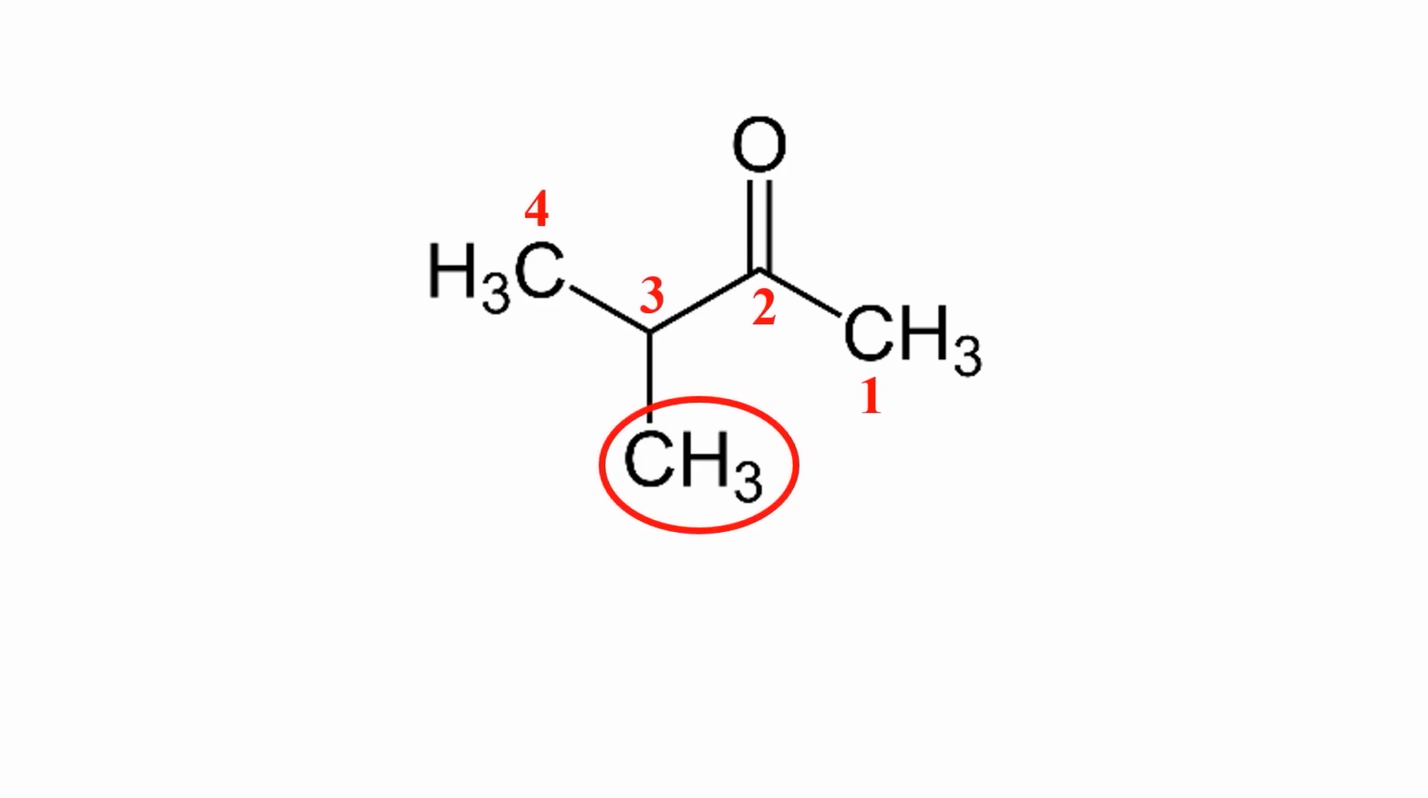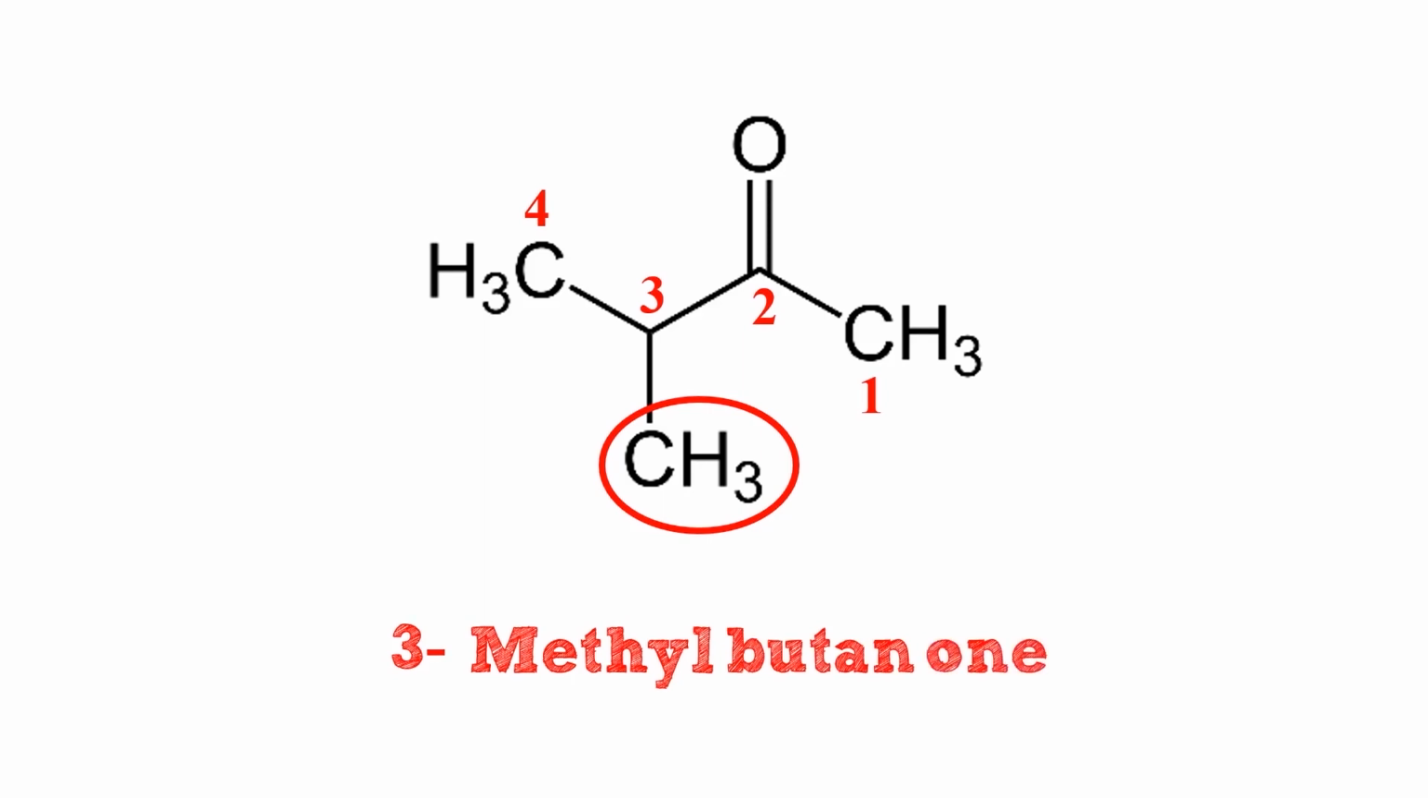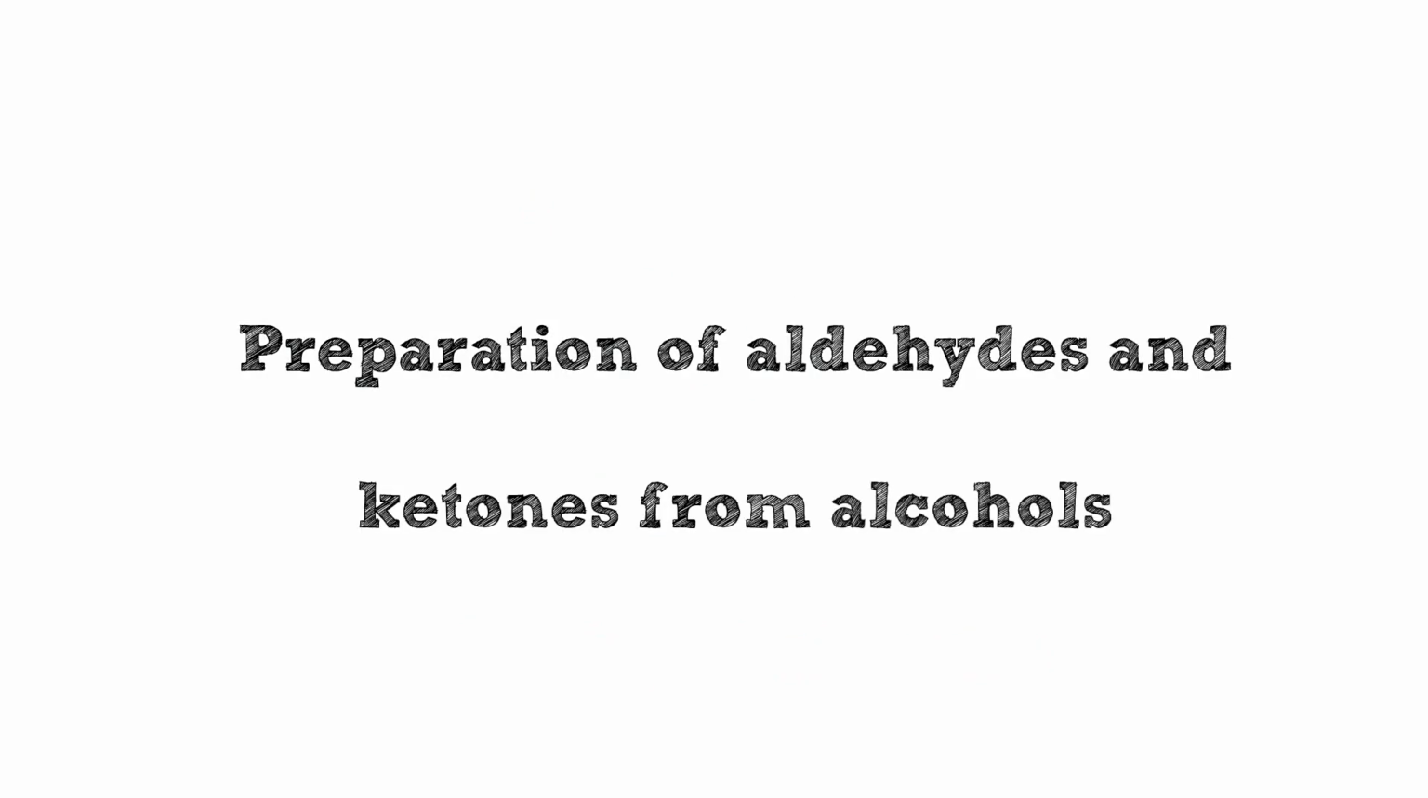The third carbon is attached to a methyl group. We write the number of the carbon atom that carries the side chain, which is 3, and the name of the side chain, methyl, followed by the parent alkane, butane. We drop the E and replace it with ONE. So we have 3-methylbutanone. Aldehydes and ketones can be prepared from the oxidation of alcohols.